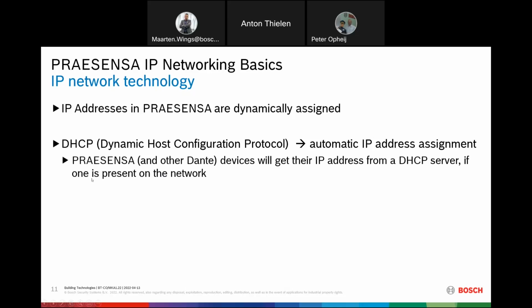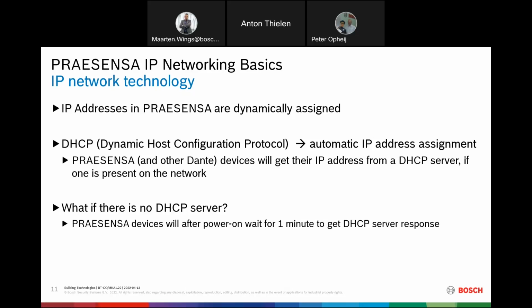So if that one is on the network, the DHCP server, then they will get the IP address from there. Yeah? So if there is no DHCP server, then PRAESENSA devices will, after power on, wait for 1 minute to get a DHCP server response. So they will wait if a DHCP server is online, especially when you boot the system, and then it also gives time for the DHCP server to become active. But if that's not there, then they will go into a link local address. And that will then still make that unit reachable.